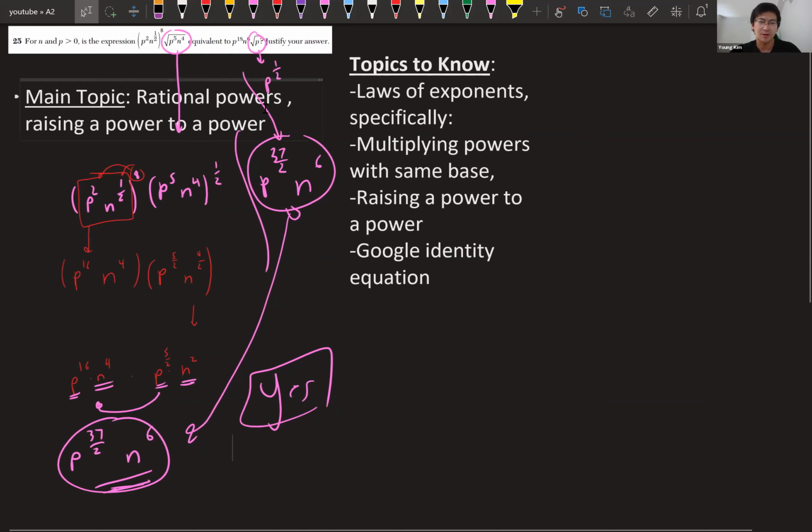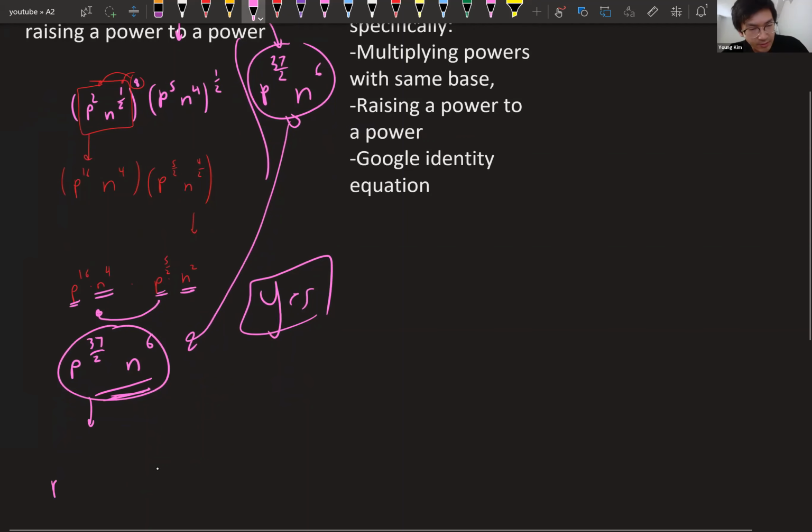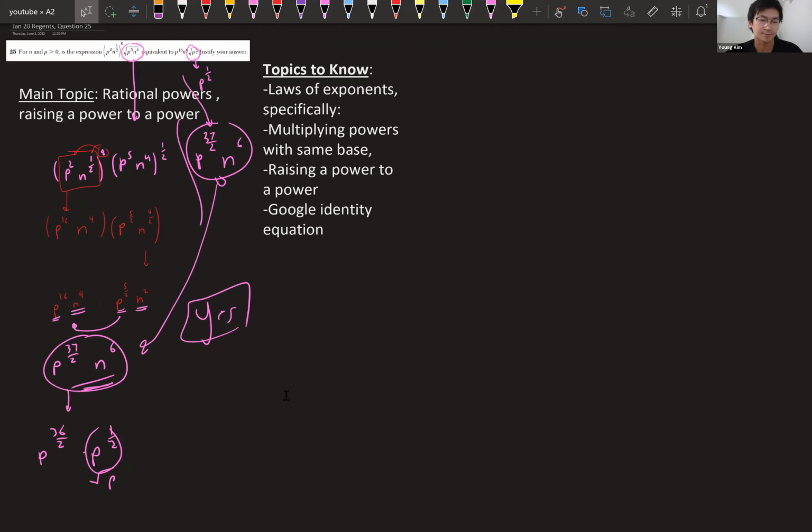Another path you could have gone, there are slight variations of this, right? In this step here, with this 37 halves, you could take out the half, right? And so that's going to be p to the 36 over 2 times p to the half. And then that's square root of p, and then make that look like this without changing this, because that's what we did here. We changed this to look like this, and this is equivalent. Okay, and then, yeah, that's it.